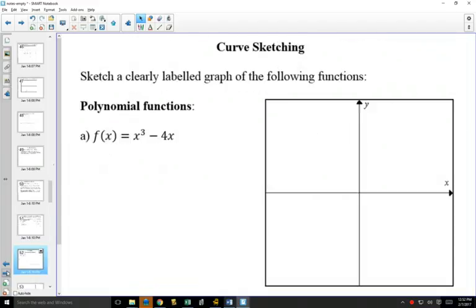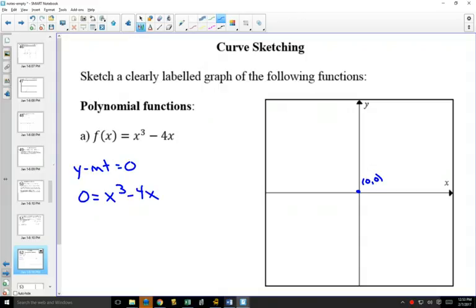So what does this look like? We'll do a couple here together. Polynomial functions. Can you find x-intercepts and y-intercepts? The y-intercept is the easiest. You plug in 0 for x, and you get 0. So we already know that we have the point (0, 0). For x-intercepts, you plug in 0 for y. How do you solve this? You factor. You can take out an x, then it becomes x squared minus 4, which factors to be (x + 2)(x - 2). So we have those 3 points already. No non-permissible values, no horizontal asymptotes.